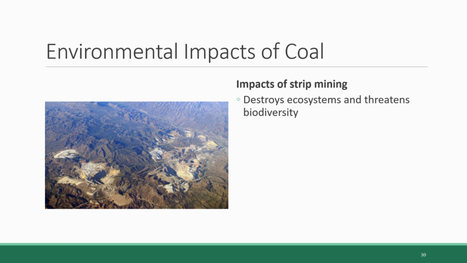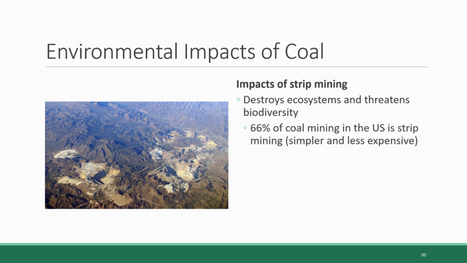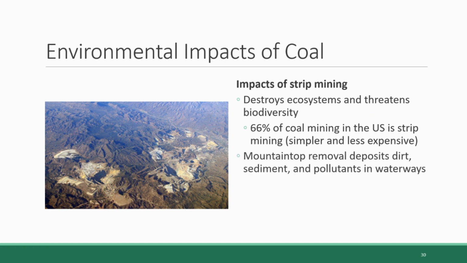This impact is significant, especially because 66% of the coal mining in the US is strip mining, which is an artifact of the reality that strip mining is simpler and less expensive to carry out than deep mining, so it's the more common approach. In addition, mountaintop removal results in dirt and sediment and pollutants being deposited into waterways, which harms aquatic ecosystems. The photo on this slide is of the strip mines in the Miami Globe district of Arizona, and it was taken in 2007.